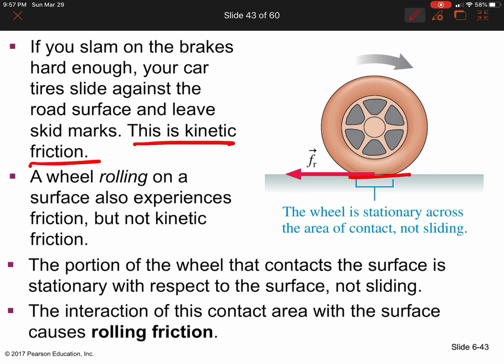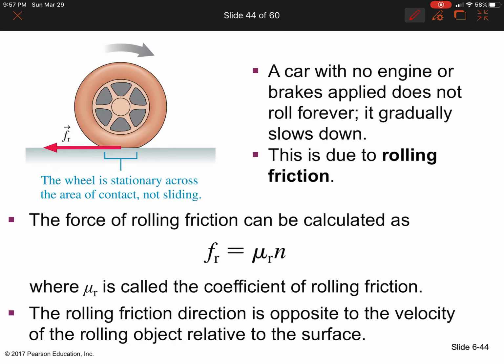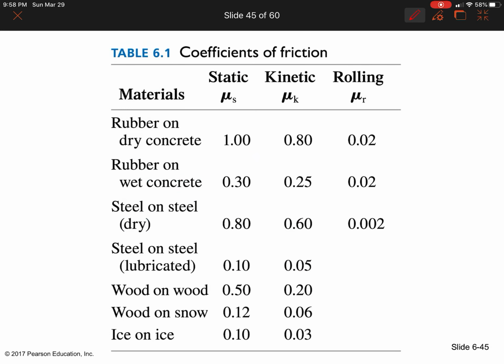So this is saying that the wheel is stationary across the area of contact, not sliding. And the portion of the wheel that contacts the surface is stationary with respect to the surface, not sliding. And so that is known as rolling friction. And it too also has a coefficient constant times the normal force. And all of these have been determined based on materials.